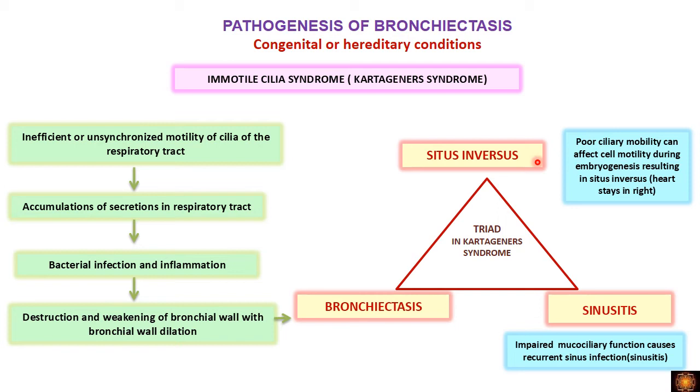And sinusitis is because the lining of the sinus cavities, where you have a ciliated epithelium, has defective ciliary movement. So again you have accumulation of secretions causing infection. So that causes sinusitis. This is the cause of the triad of situs inversus, sinusitis, and bronchiectasis.